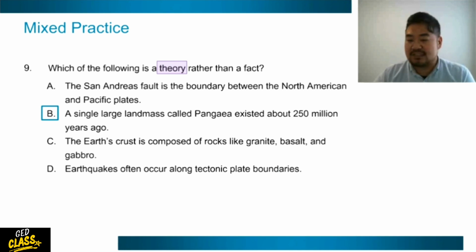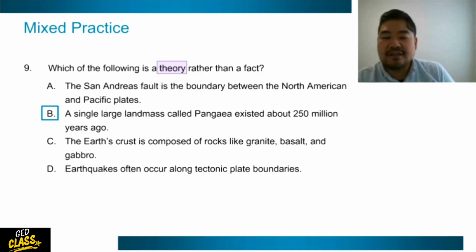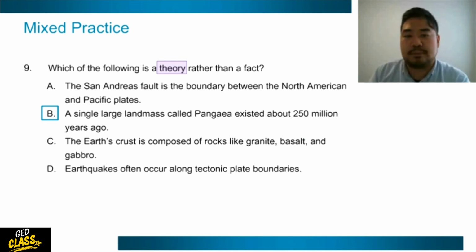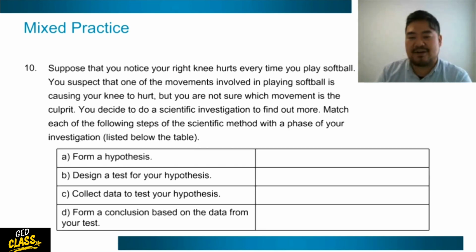A single large mass called whatever that is pronounced, existed about 250 million years ago. Again, that's something that we can't actually verify because they're saying it happened 250 million years ago. All of those other things can be verified, right? The San Andreas Fault is the boundary between North America and the Pacific plates. The Earth's crust is composed of rocks like granite, basalt, and gabbro. Earthquakes often occur along tectonic plate boundaries. Those are all facts rather than theories. The only answer choice that's a theory here is going to be choice B. Great work here.